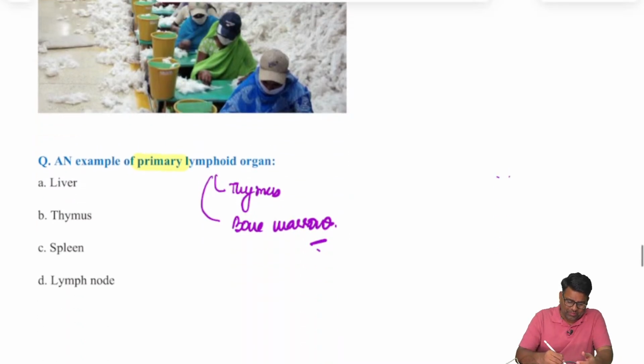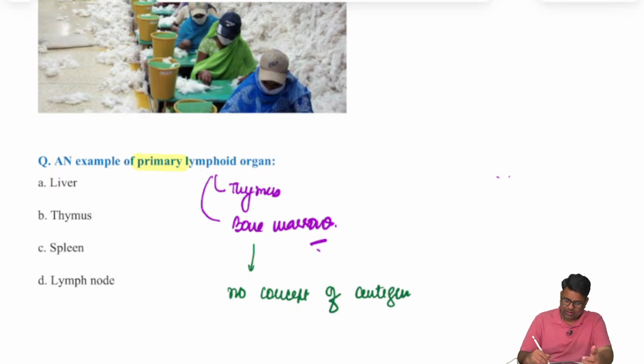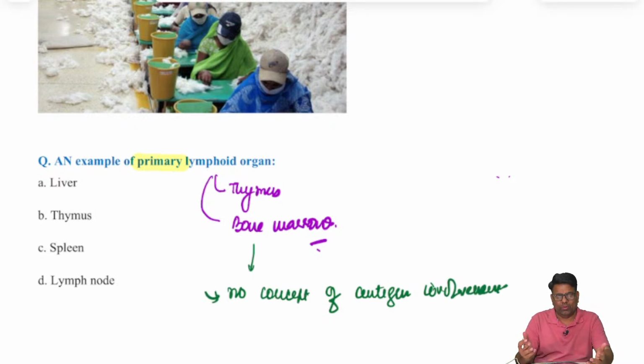Okay, so primary lymphoid organs we have already discussed, thymus and bone marrow, and apart from that, everything is a secondary lymphoid organ. So here in this, there is no concept of antigen involvement, and these are actually related to production.